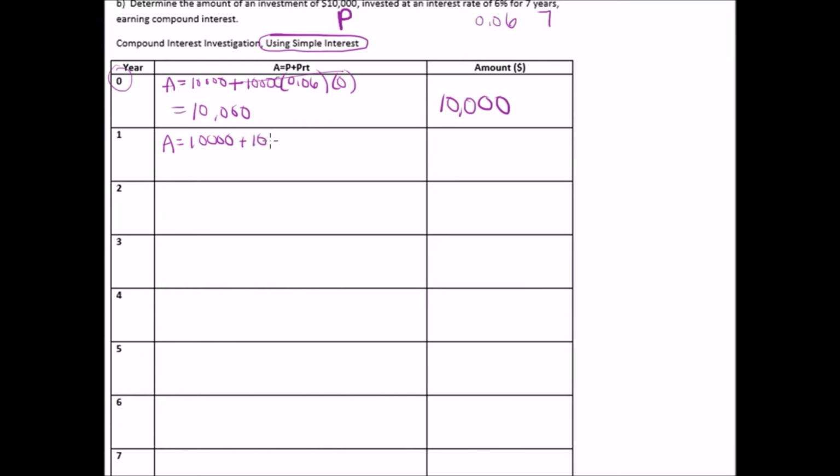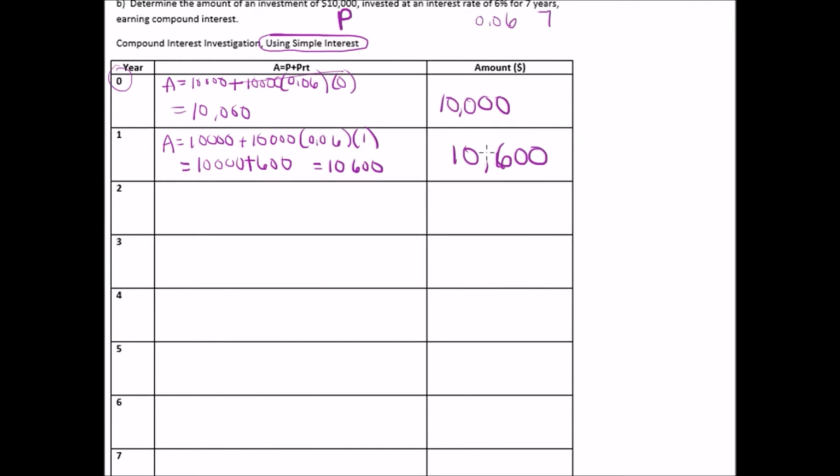So after 1 year, we're going to make 0.06 one time. Okay? So 10,000 times 0.06. So that's going to actually be 600. So it's going to be 10,000 plus 600. And I'll walk through the first couple, and then I'm going to start skipping steps. So after 1 year, we're going to have 10,600.